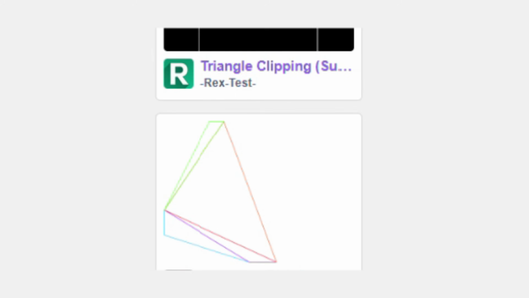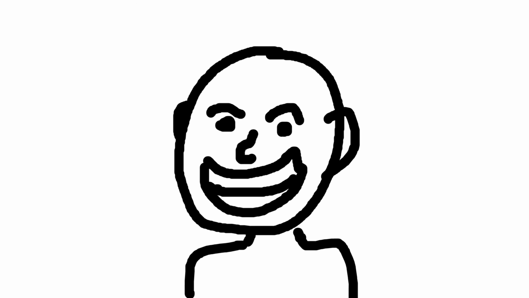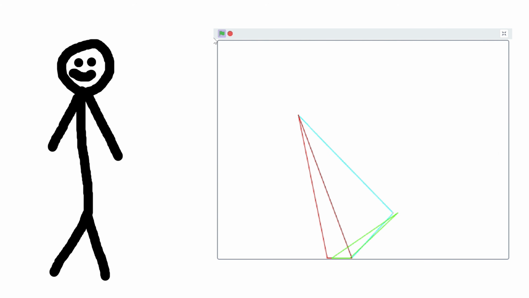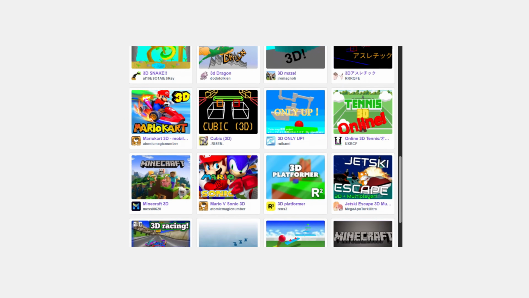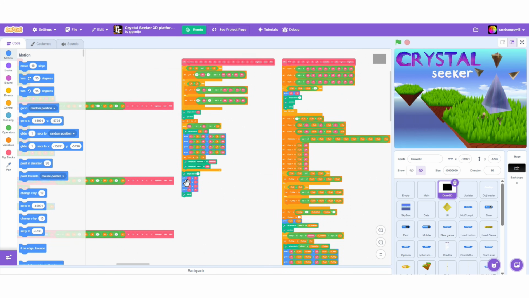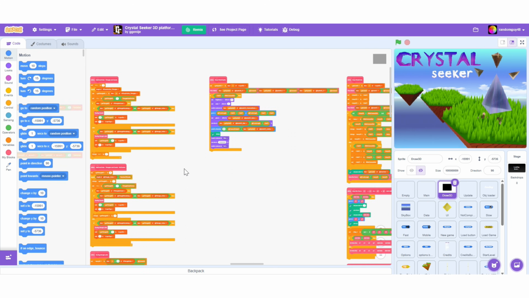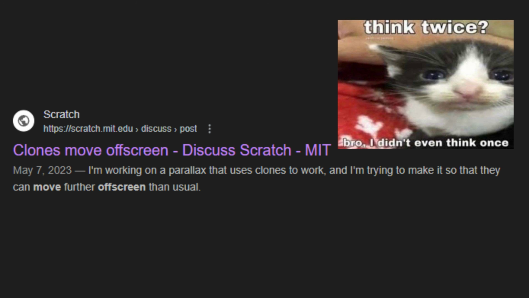A more optimized implementation of this algorithm could absolutely exist, but I'm very glad that I didn't try to make it. Because just as I finished this part, I decided to look at some other 3D games to see if I could figure out how they solve this problem. So I opened Crystal Seeker and started looking through the code. I couldn't find any algorithm for clipping triangles with edges anywhere, so I decided to look up the problem, and that's when I found the correct answer.